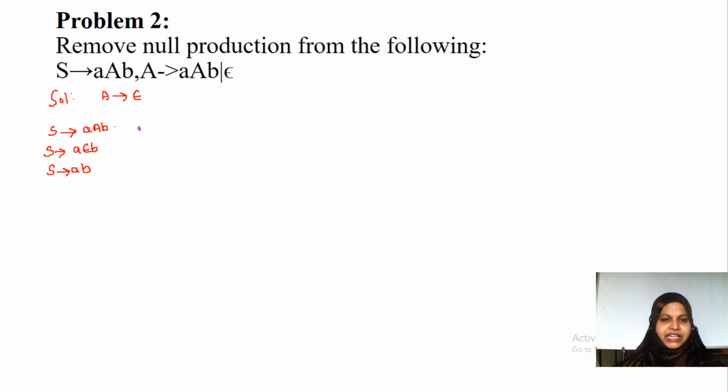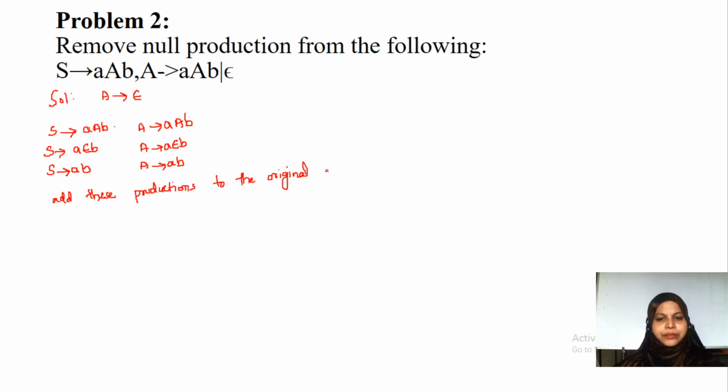Next is A tends to A epsilon B, so A tends to AB is there, right? Is there any one more epsilon symbol, any null production? No. So add these productions to the original productions.